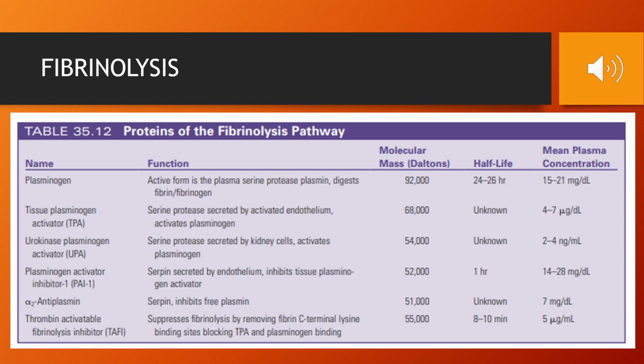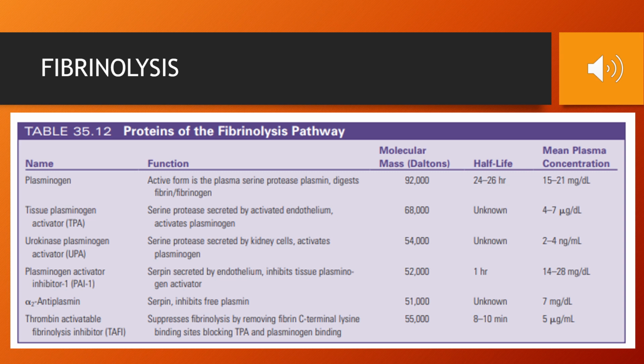So this is a table showing the proteins of the fibrinolysis pathway. So first, we have plasminogen, which is inactive. Its active form is plasmin, and its function is to digest fibrin or fibrinogen. So next is the tissue plasminogen activator. So this is secreted by activated endothelium, and its function is to activate plasminogen. Next is the urokinase plasminogen activator, which is secreted by kidney cells and activates plasminogen.